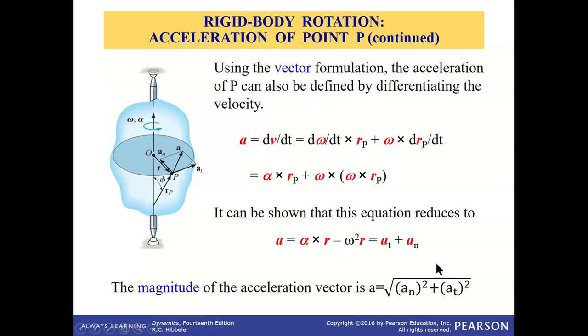And total acceleration is combination of tangential acceleration plus normal acceleration. And we can calculate the magnitude of total acceleration using the given equation. This is not new. We have already studied this in chapter 12 when we talked about normal and tangential coordinate system.